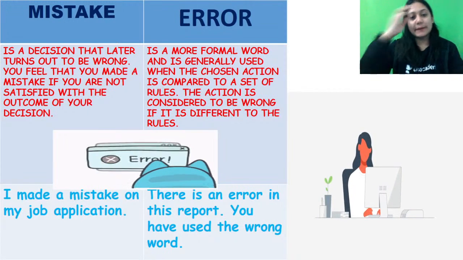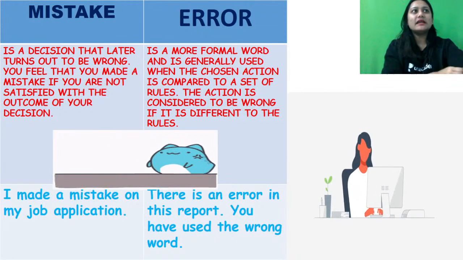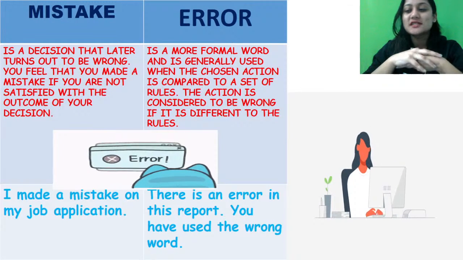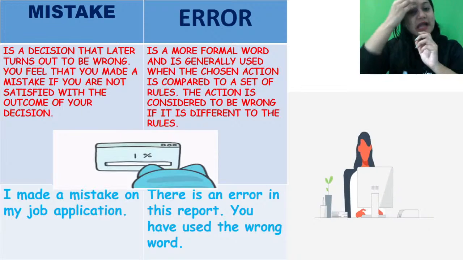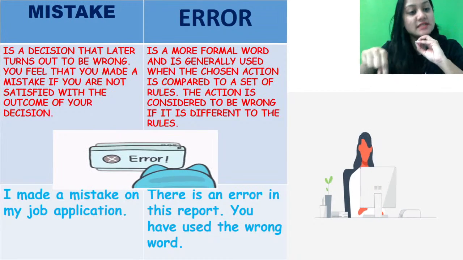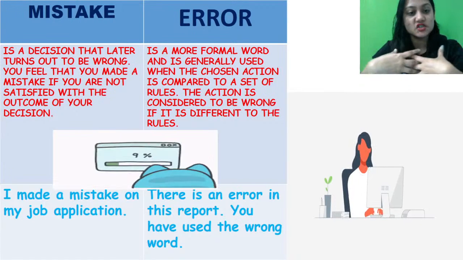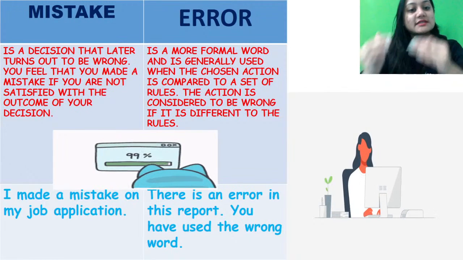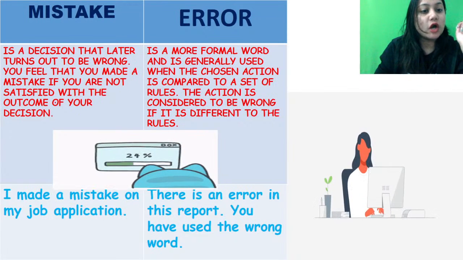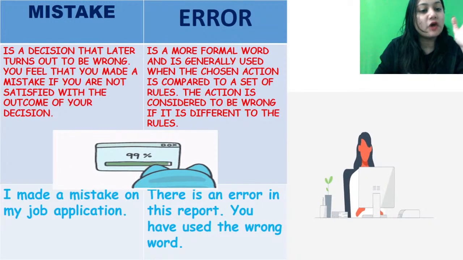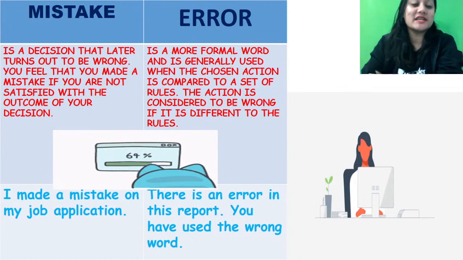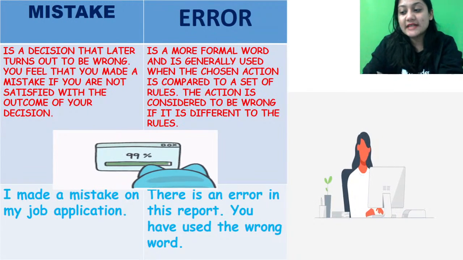Suppose you decided that you want to go on a solo trip, and something disastrous happens there. That means it has turned into something wrong. So that is your mistake. You made a decision and it went wrong. You feel that you made a mistake if you are not satisfied with the outcome of your decision. We also feel it is a mistake when we decided something and the result was not what we wanted.